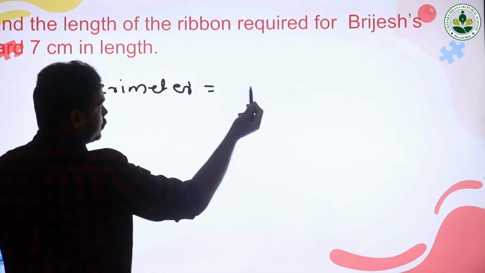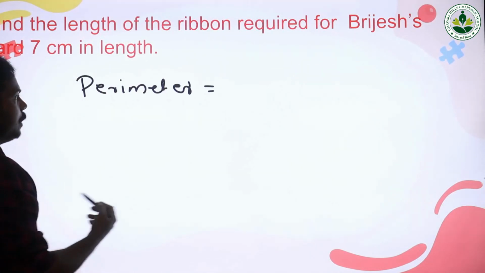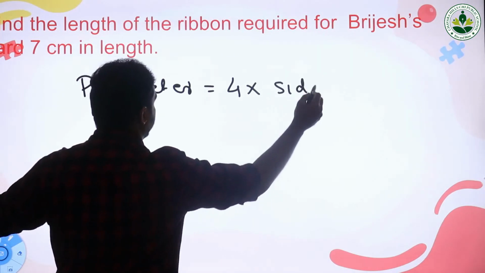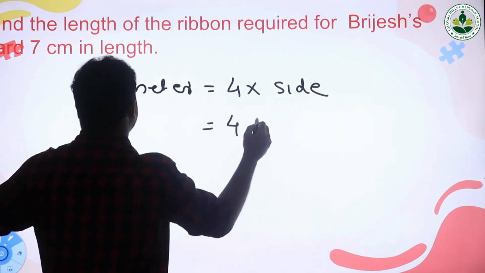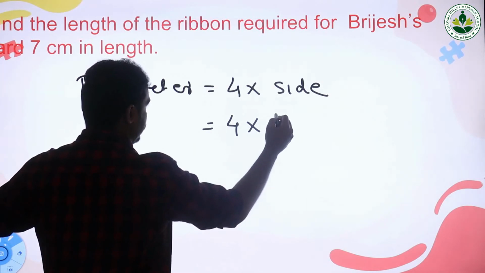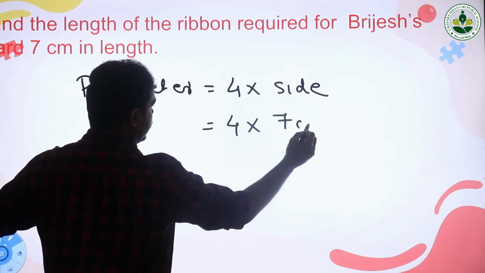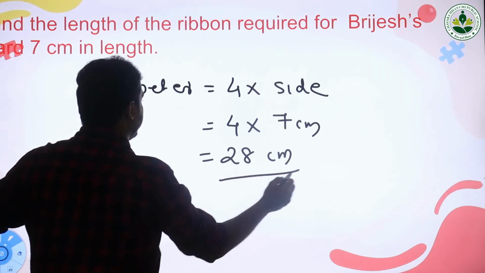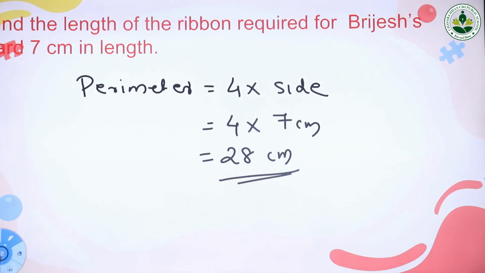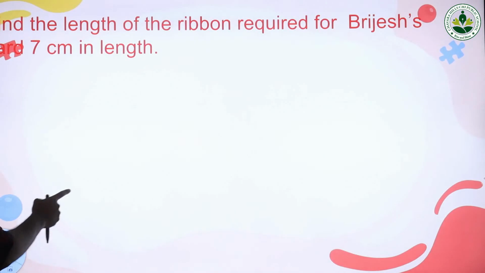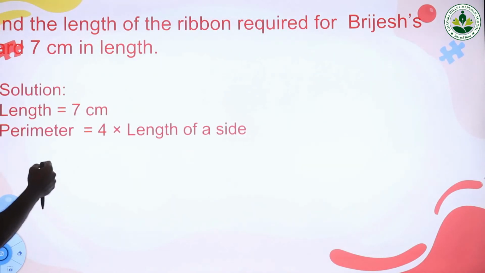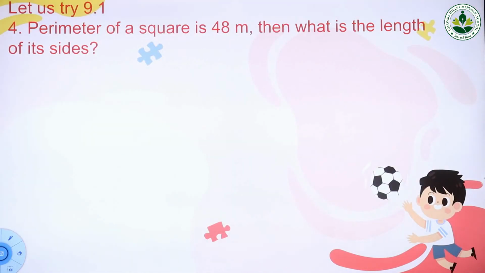For finding the length of the sides of a shape, we need to find out the perimeter of that shape. It is a square shape. Perimeter of a square is equal to 4 into length of the side, that is equal to 4 into 7 cm. It is equal to 28 cm. That means 28 cm ribbon is needed for Bijay's card. Perimeter is 4 into length of side, 4 into 7 is 28 cm.